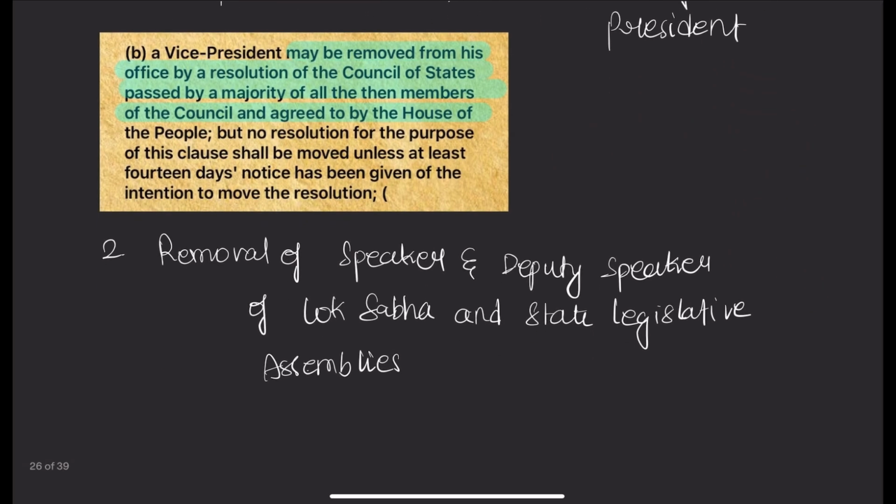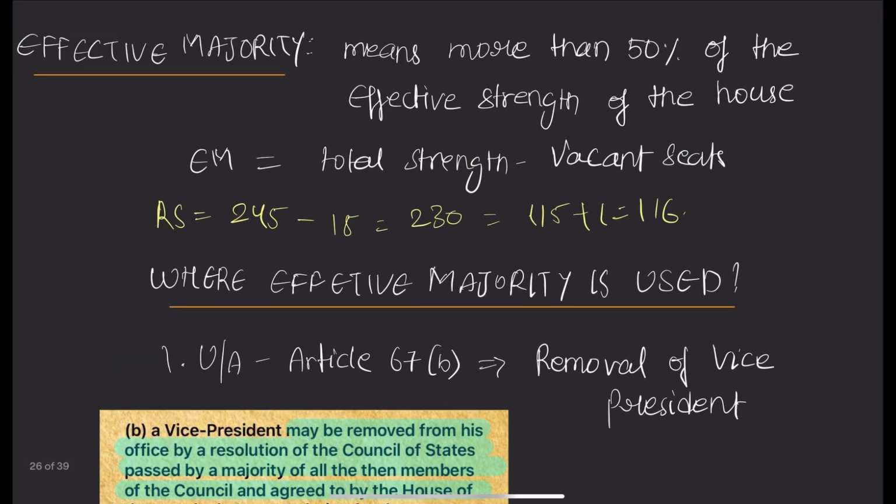So the other instance is in the removal of speaker and deputy speaker. Like the vice president, the speaker and deputy speaker are presiding officers. Speaker is the presiding officer of Lok Sabha. So the resolution seeking the removal of the speaker will rise from Lok Sabha. And also the removal of speakers of state legislative assemblies. So effective majority is mentioned under two articles.